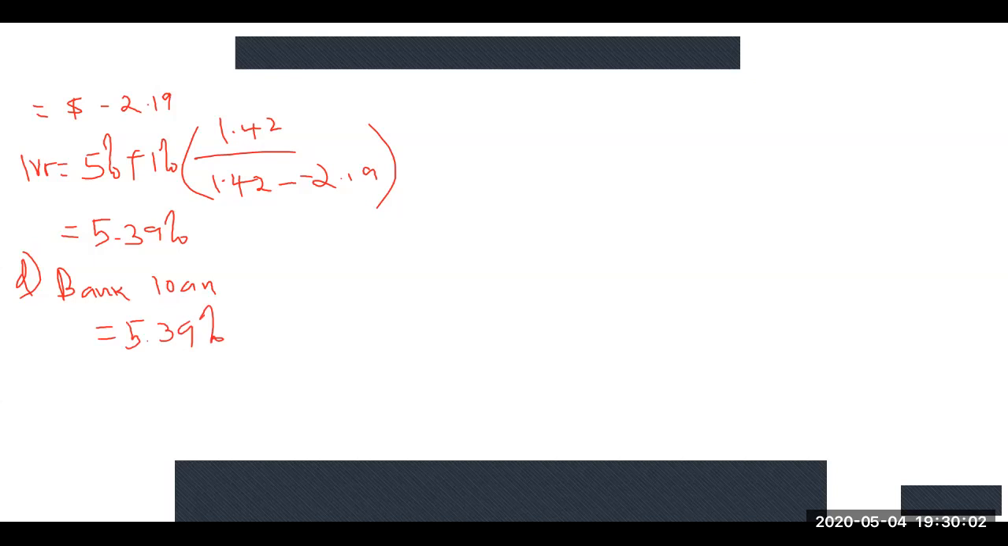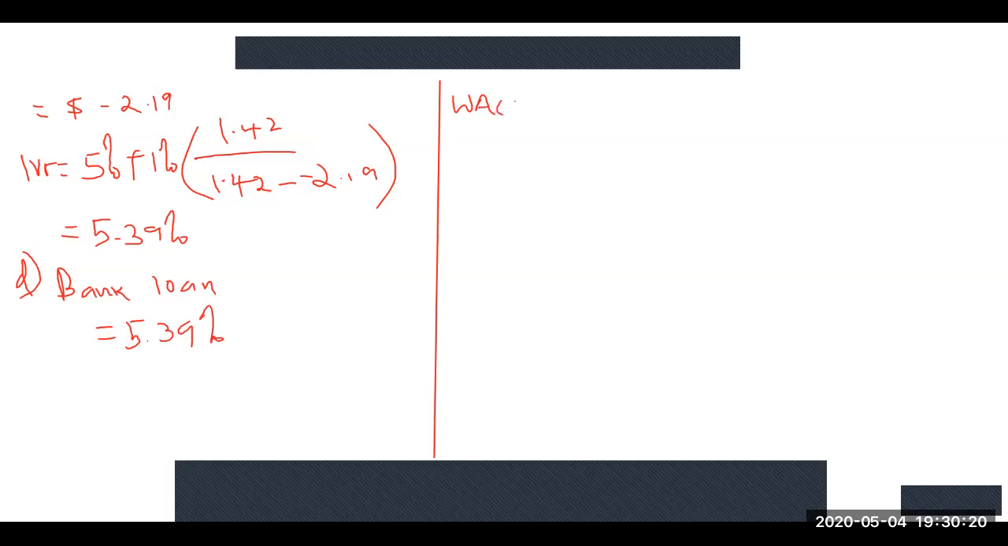Now, having done all those four sources, we are simply going to be weighing all of them together. Therefore, we get the market values.